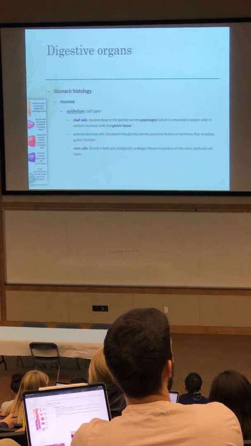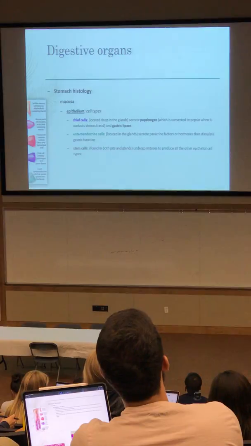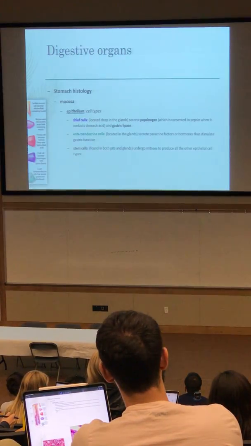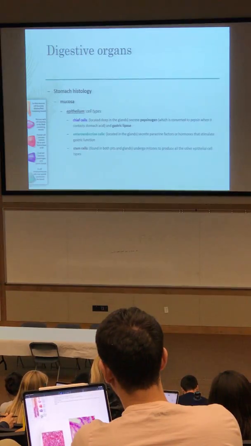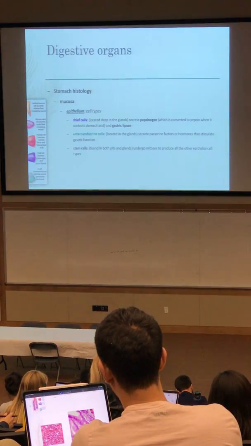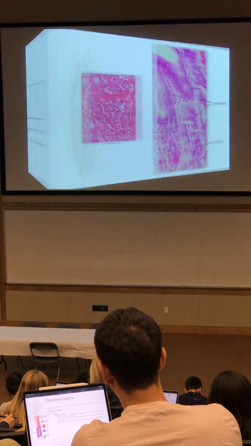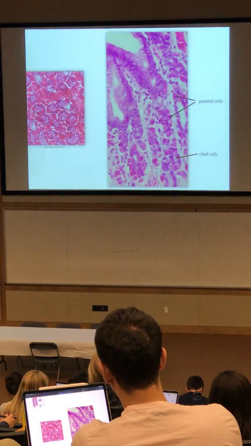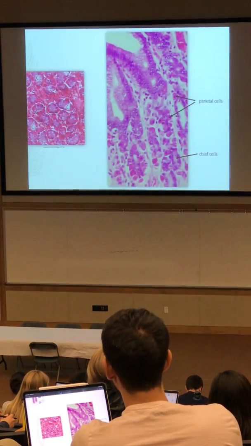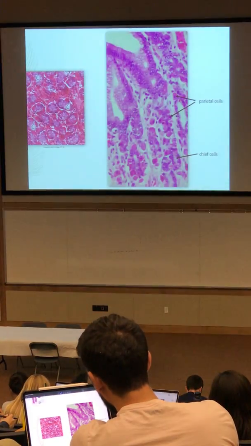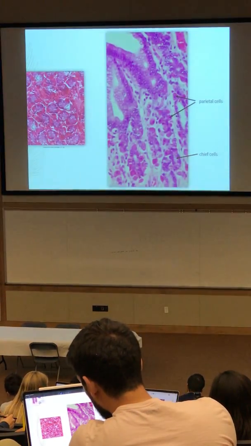Okay. The only two cells that I will ask you to identify out of all these cell types are the chief cells and the parietal cells. I want you to be able to identify both of those. The other cells, know about them, but you don't have to identify them histologically. All right, so here's a picture, a couple of pictures. If you look at the one on your left, it says C and P. C stands for chief and P stands for parietal.